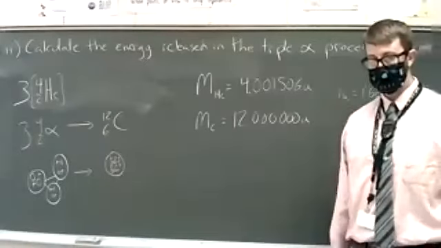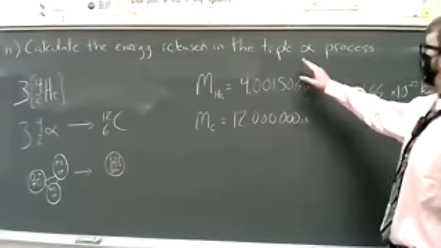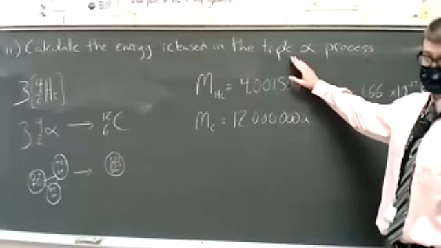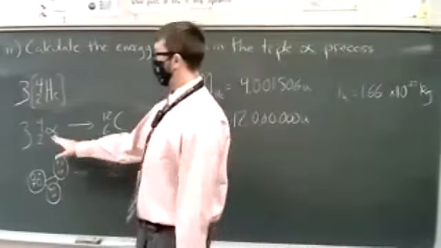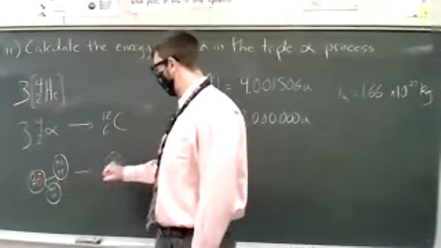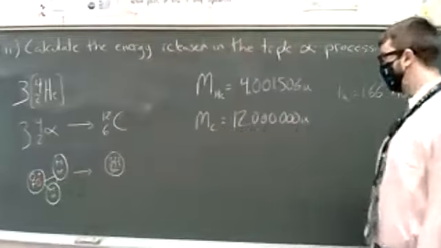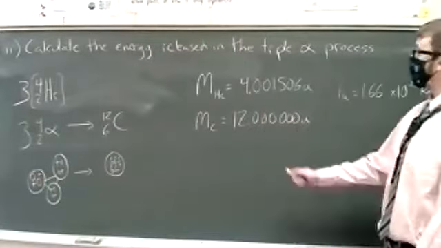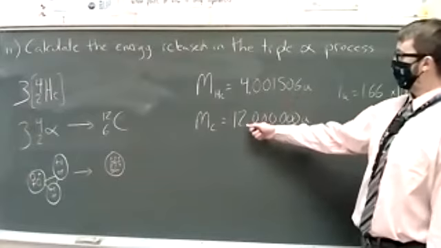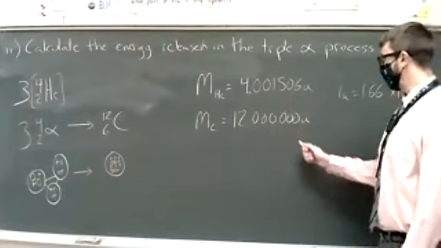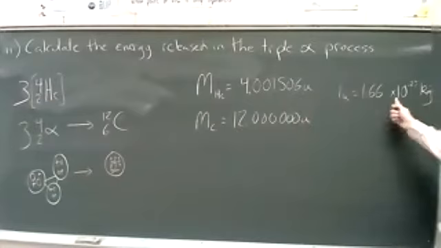All right, welcome. In this video, we're going to be calculating the energy released in a nuclear reaction, specifically the triple alpha process, where three alpha particles collide together to give us a carbon atom. The mass of each alpha particle is given here in unified atomic mass units. The mass of the carbon atom is exactly 12, and one unified atomic mass unit is this many kilograms, 1.66 by 10 to the negative 27.